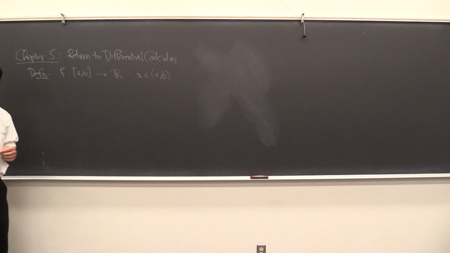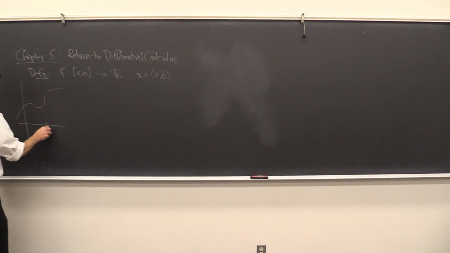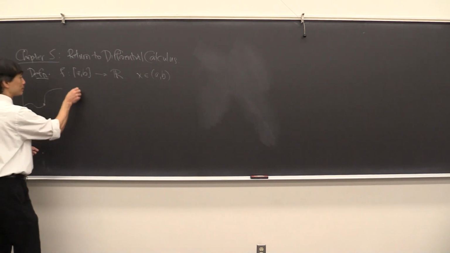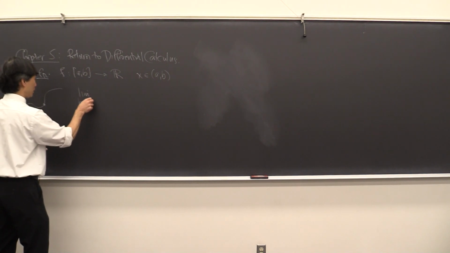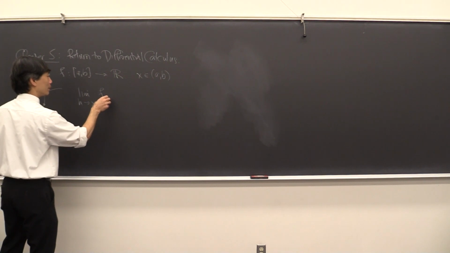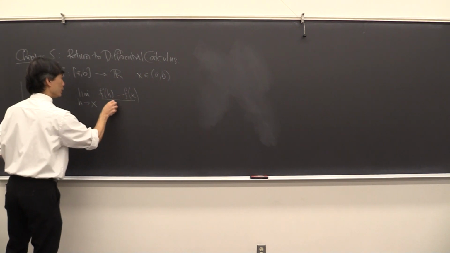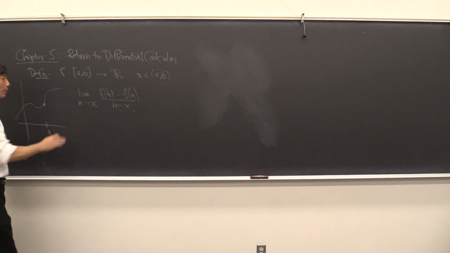Anybody remember how you define the derivative? What's a derivative? You have some function, you have some point x, and you define this thing called the derivative. How do you define it? Yes, Anne, go ahead. It's the limit as h approaches x of f(h) minus f(x) over h minus x. Sure, great. Yeah, I'm going to use a t.